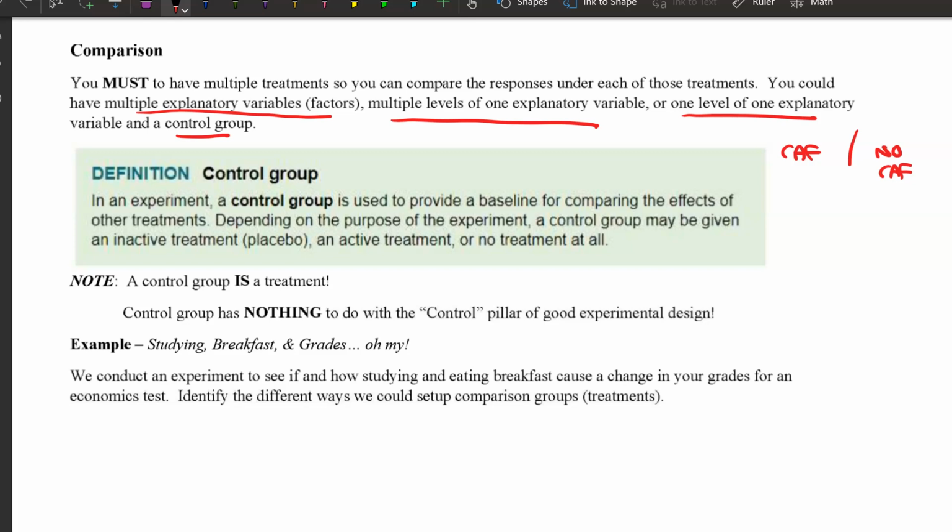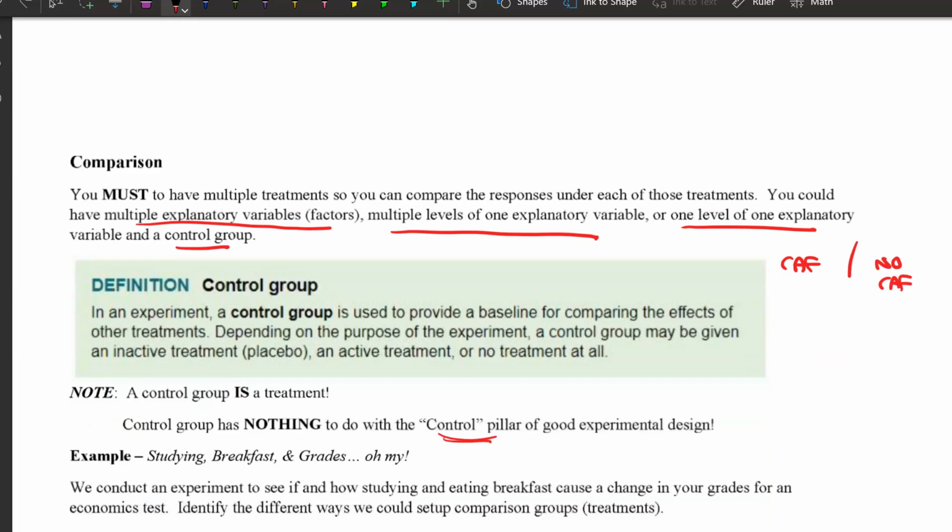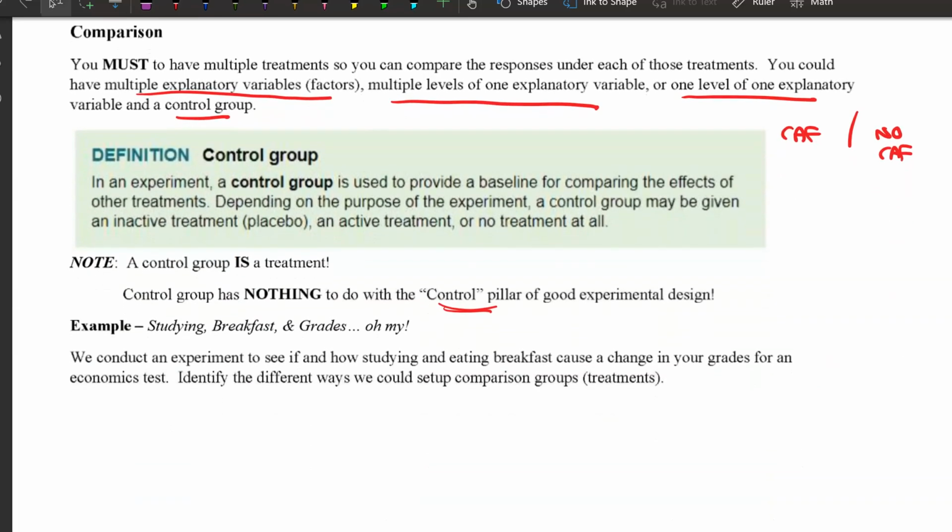Note, a control group is a treatment. Let's not forget that. In fact, on the last AP test, there was a question that caught a lot of kids because they said the control group wasn't a treatment. Nope. The control group has nothing to do with the control pillar of a good experimental design. We're going to talk about that control later, but be careful about control being in both of these words. A control group is a comparison group.